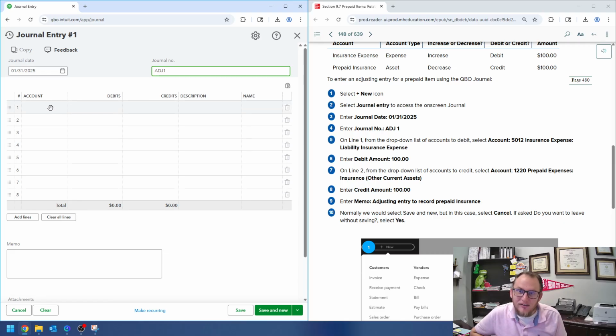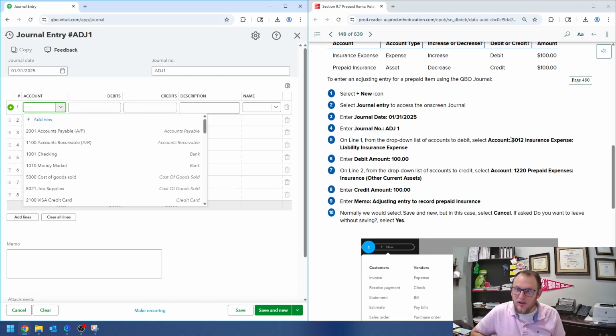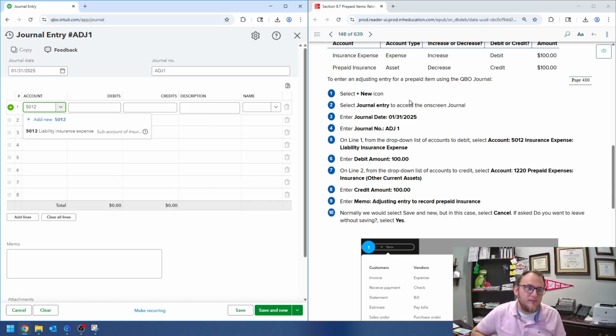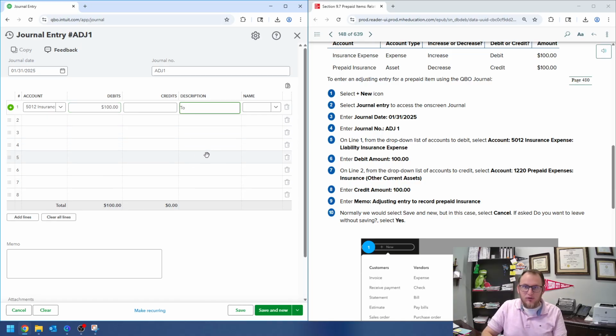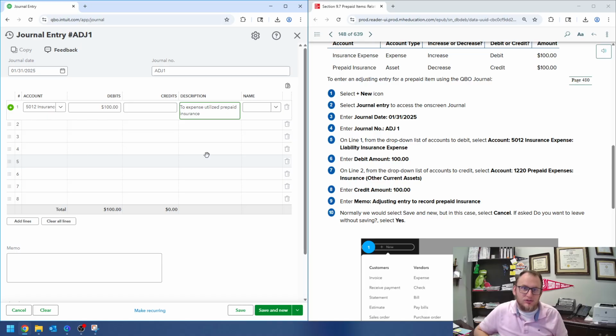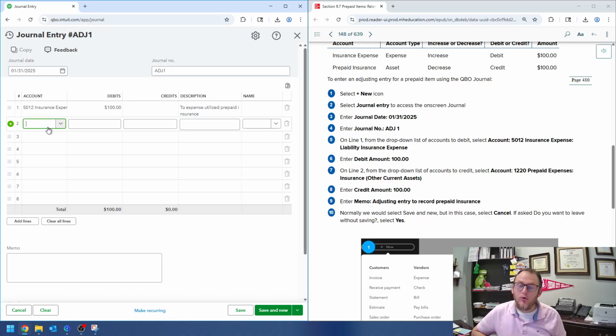On line 1, it says select the account you want to debit. In this case, we determined that it's going to be our insurance expense account. And it actually gives us which account it is, 5012, our insurance expense. We know it's going to be for $100. And then we would write a description: to expense utilized prepaid insurance. And then we would go to our next line.